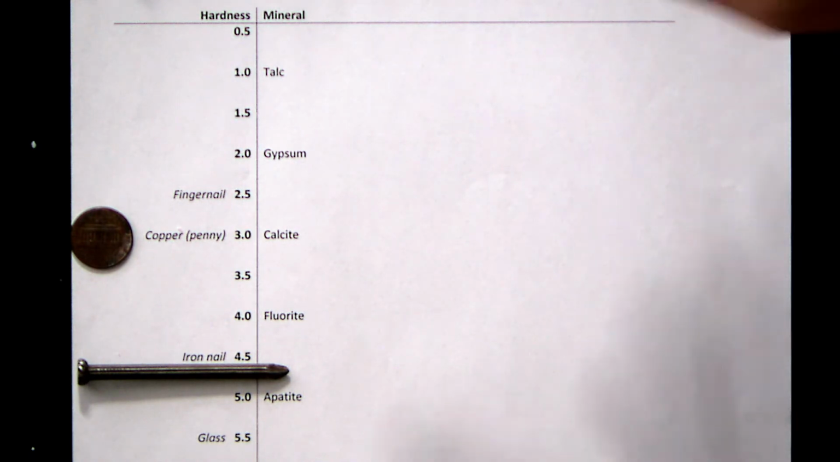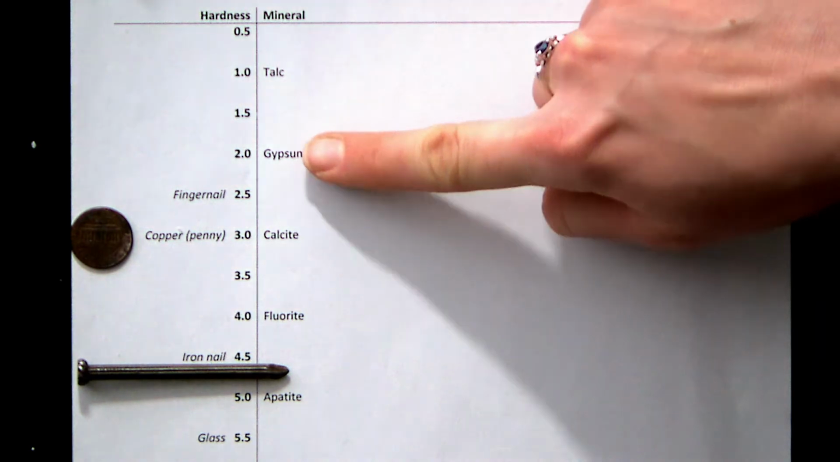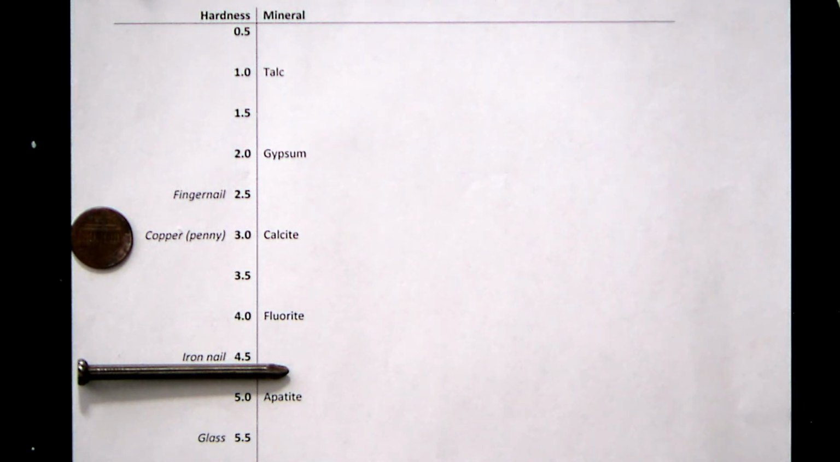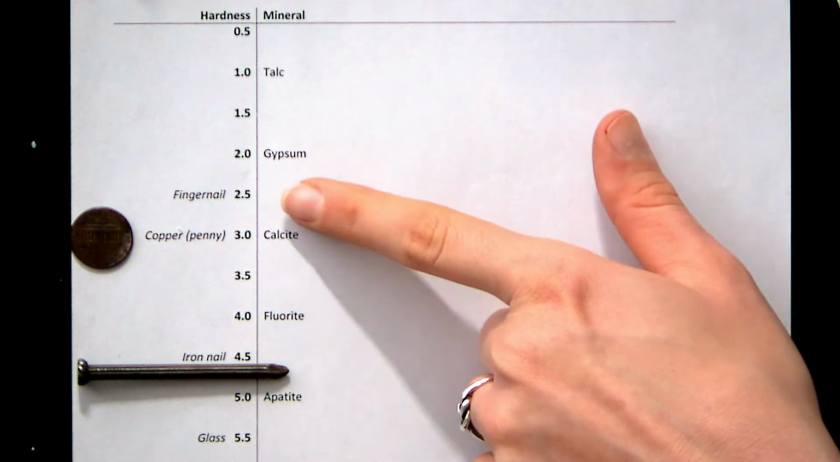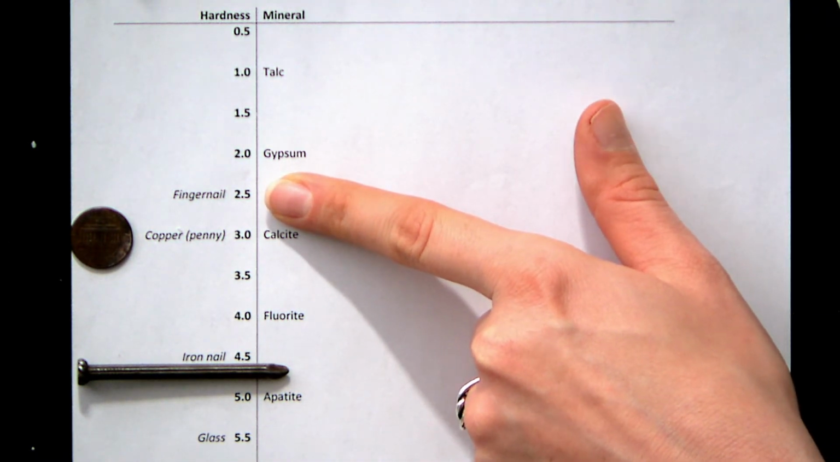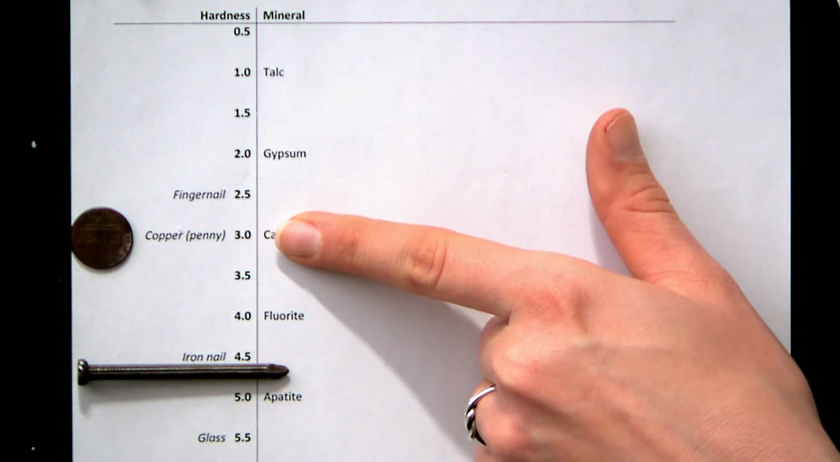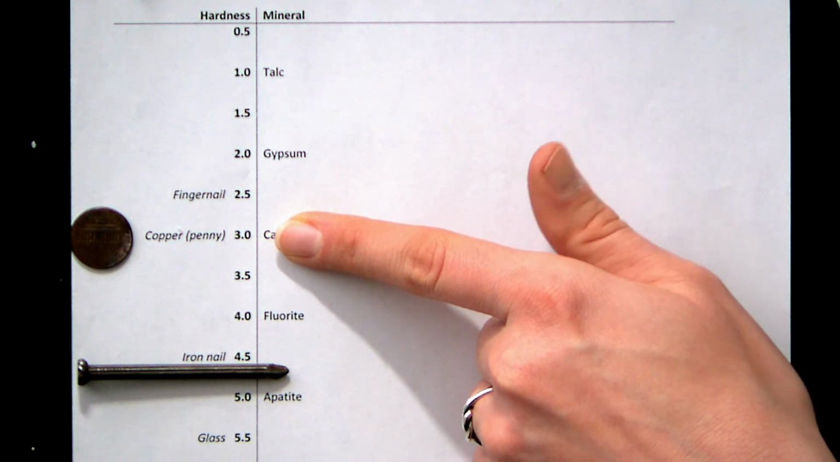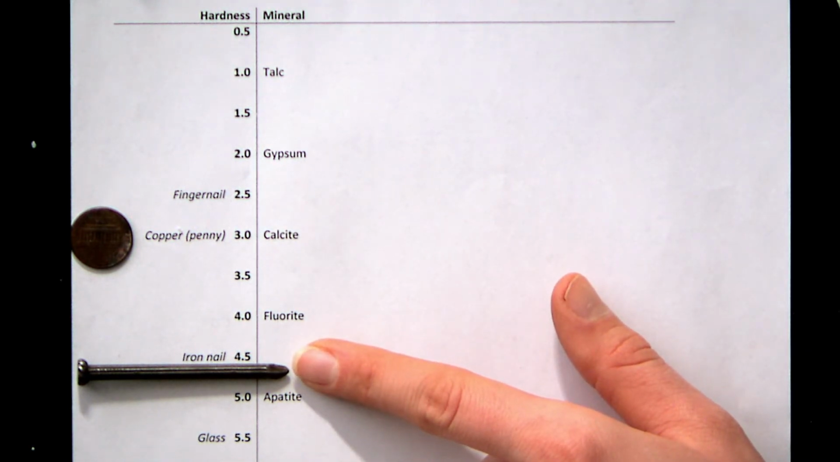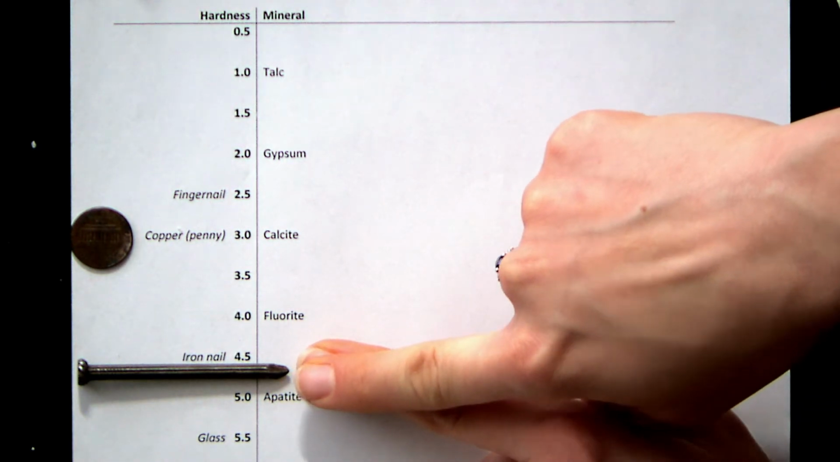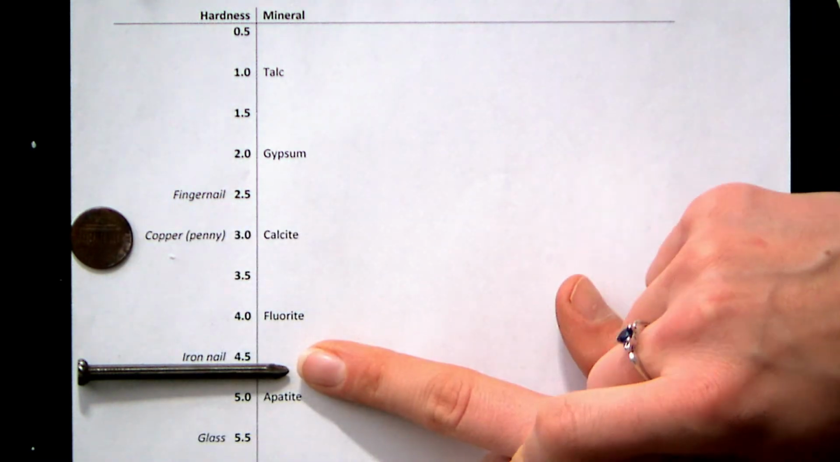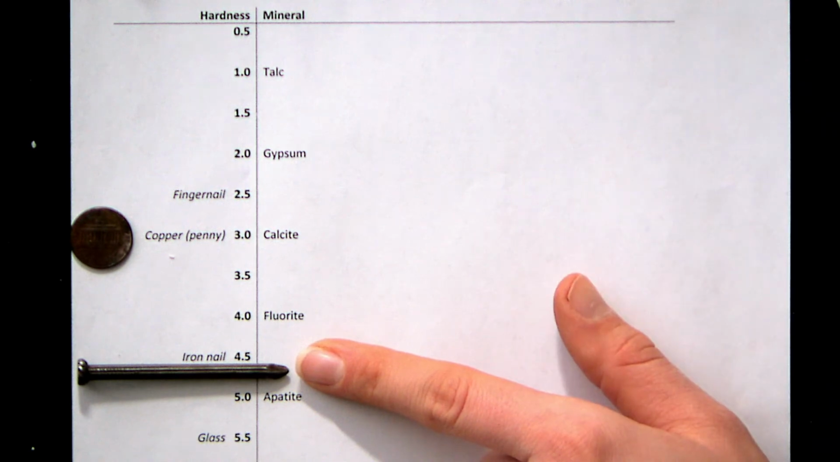So you might say that talc has a hardness of 1 and gypsum has a hardness of 2. There are some common objects that we can use to determine hardness. Your fingernail has a hardness value of 2.5. A copper penny, an old copper penny, not one of the new ones, has a hardness of about 3. And an iron nail has a hardness of about 4.5. So the nail will scratch the copper penny because it is harder than it, just like the copper penny will scratch your fingernail because it is harder than it.